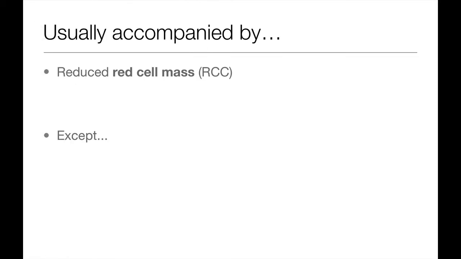Note also that an anemia is usually accompanied by a reduction in red cell mass. The exception to this, however, is in pregnancy, where you see both increase in the red cell mass and also the plasma volume. The reason anemia occurs, or is more common certainly, is because there is a relative increase in plasma volume more than that in the red cell mass. So overall the concentration is slightly less.